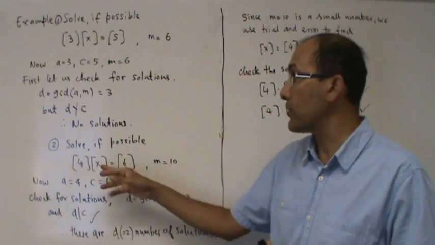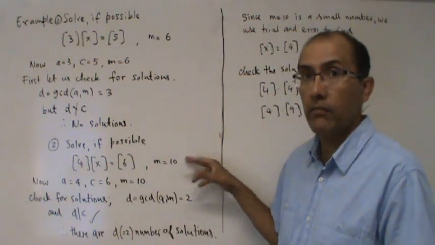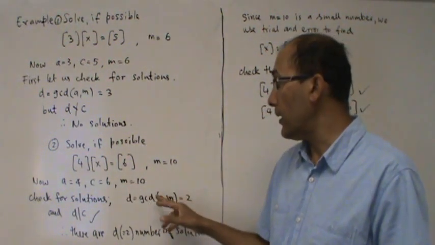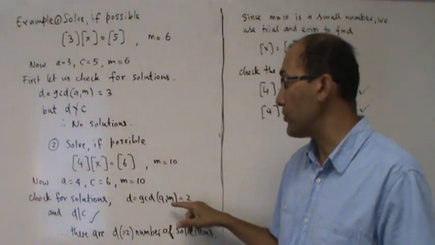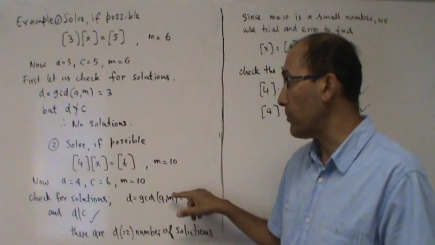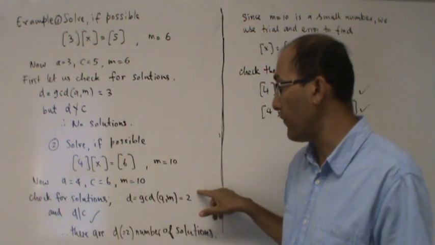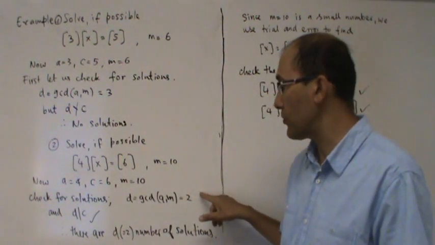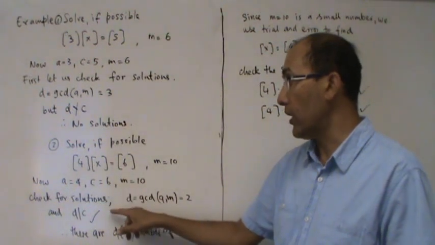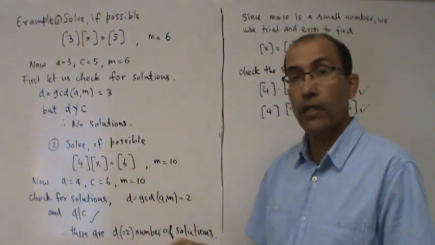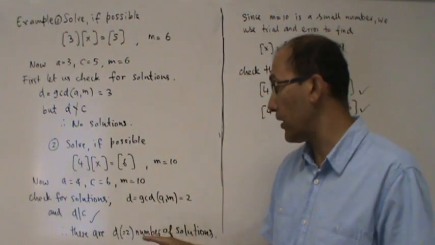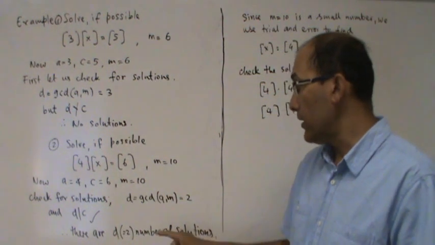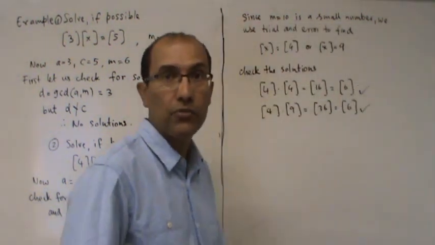Second example, suppose 4x = 6 and m is 10. We do the same things. a is 4, c is 6, m is 10. Now d, the greatest common divisor of a and m, is equal to 2, because 4 and 10 have a GCD of 2. So now we do have solutions because d divides c. That means we'll have two solutions, because if there are solutions, there will be d solutions.